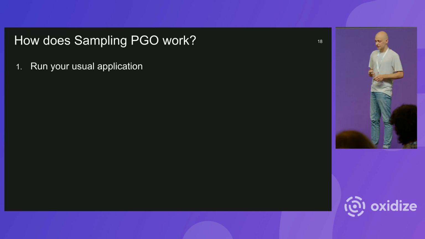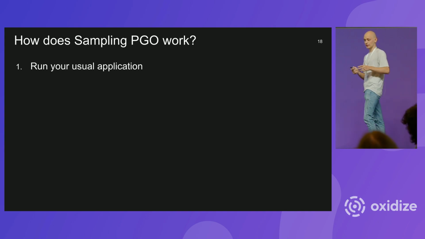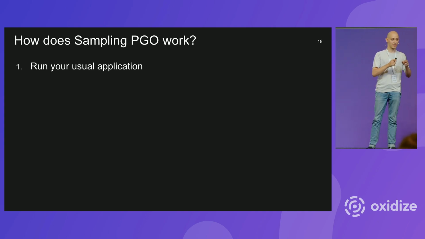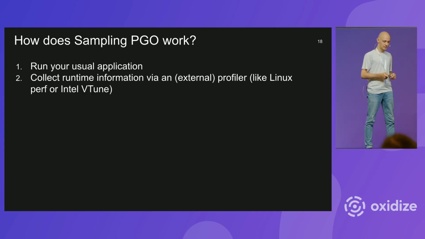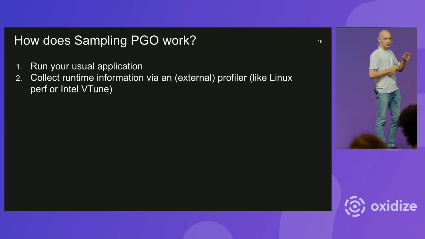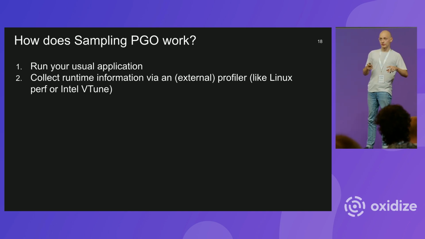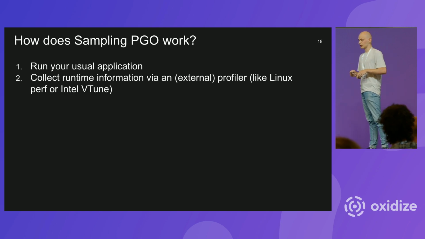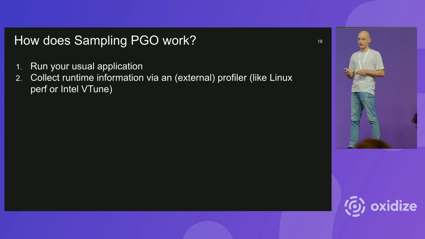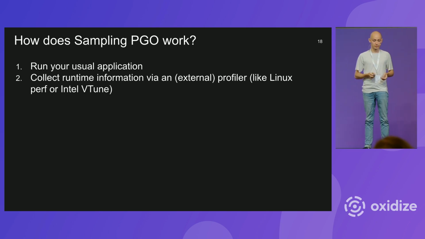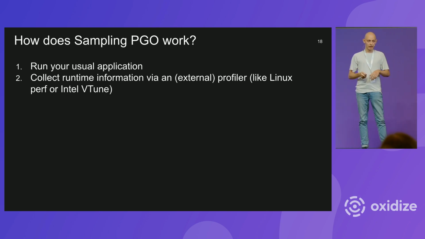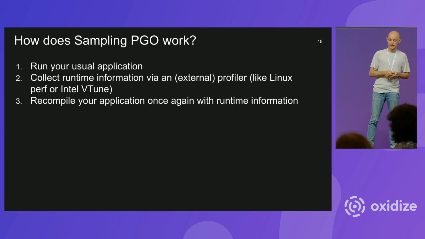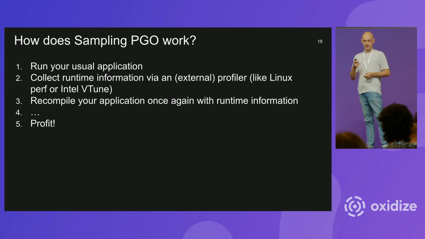The biggest difference is that you don't have an instrumentation phase. You run your usual typical application that is compiled in release mode almost without additional flags. Instead of collecting information about how your application is executed via built-in counters in your binary, we attach some external tool like the Linux perf profiler or Intel VTune, whatever you want, and collect some stack traces and so on. Then you need to recompile your application once again with this runtime information, and the rest is the same, profit.